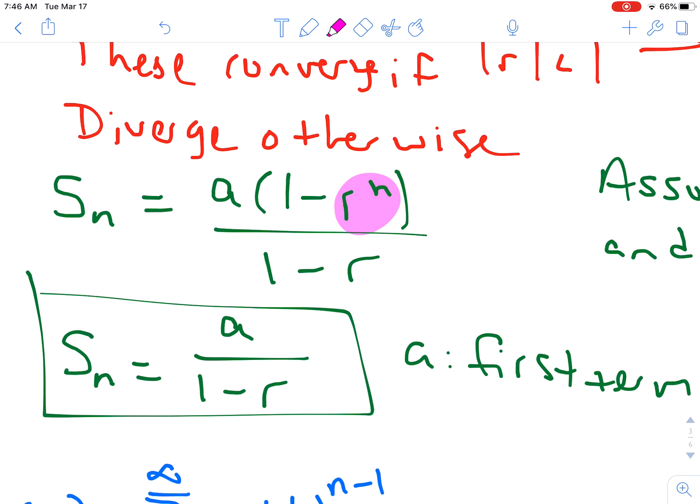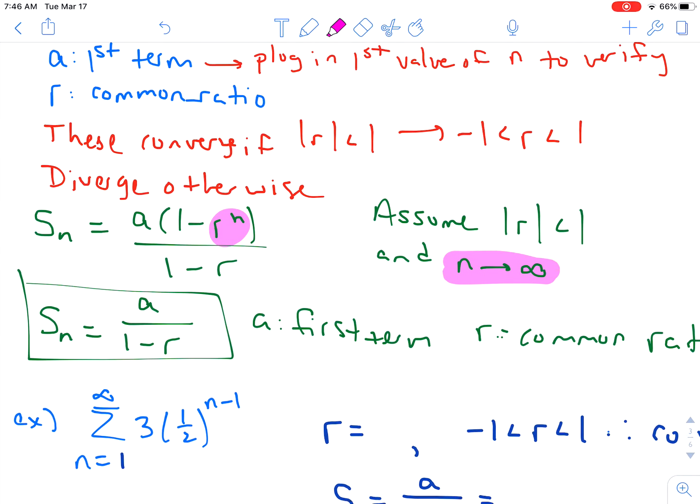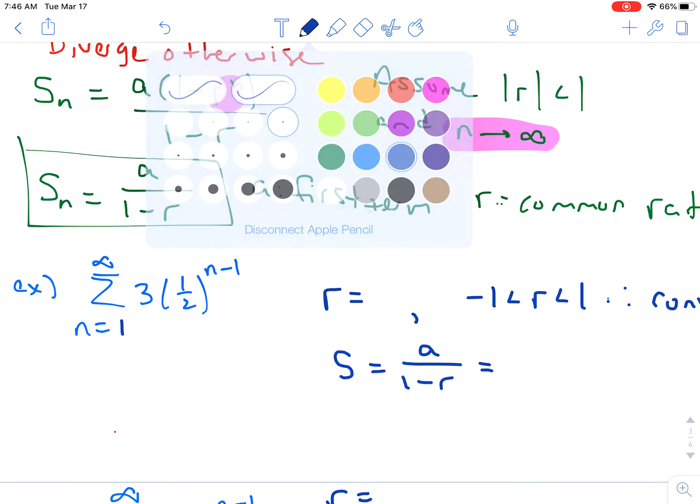So we get this nice little formula back for the sum of a convergent geometric series. The sum is simply a over 1 minus r, where again, a is the first term of the series. Always plug in that first indexing value of n to get that number. It's not always just the number that looks like it's in front of r to the power. Okay, so a is the first term of the series, and r, again, is your common ratio. So let's take a look at a couple examples of these and see what's going on here.